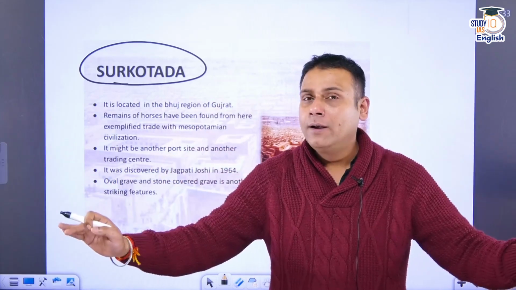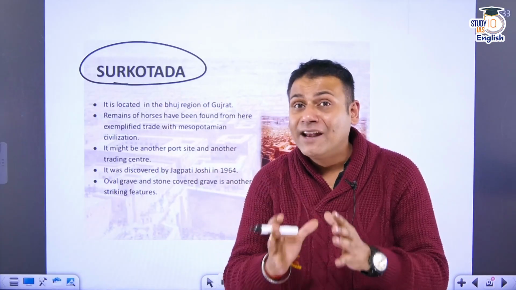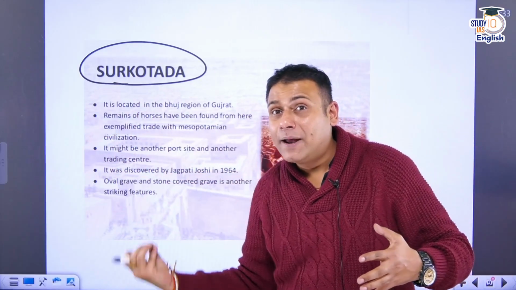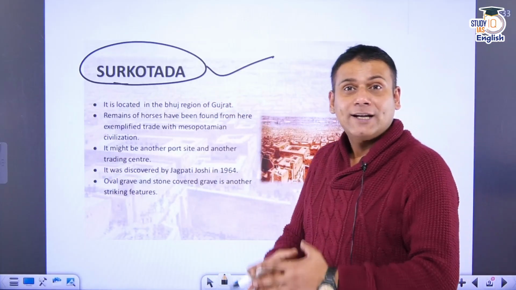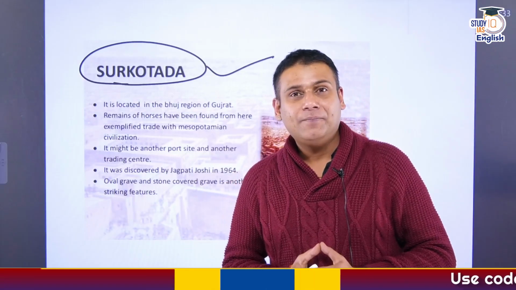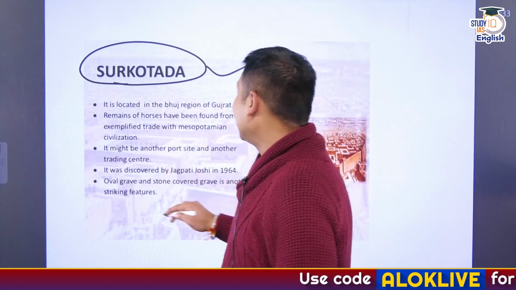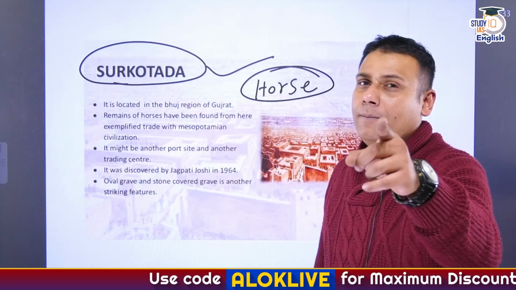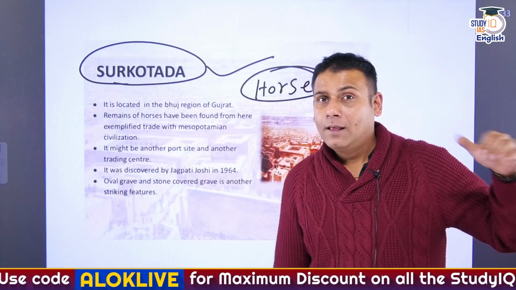I repeat my statement, IVC is not horse-centered because horse is not a native animal to India, it's an animal of Central Asia. So what does this depict? If it is an animal of Central Asia, the people or the traders of Surkotada might have had trading contacts with the other civilizations of the world, particularly the Mesopotamian civilization. Most important, the point that you need to remember about this site is, for the first time, horse remains have been found at the site of Surkotada. And another key point, Indus Valley civilization is not at all horse-centered. Clear?